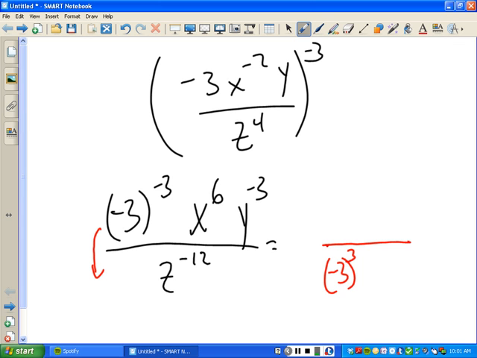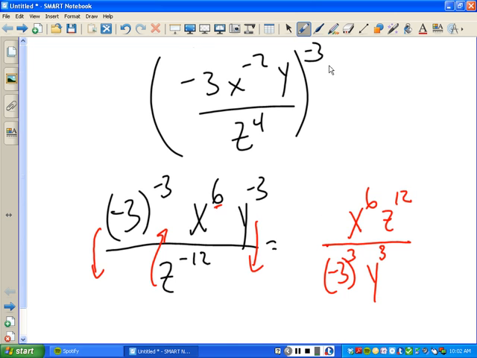How about the x to the 6? Do we need to move that? No, it stays where it is. So x to the 6 will stay on top. How about y to the -3? Do we need to move that? That needs to go to the bottom as well. And the z, do we need to move it? That needs to move up. So z to the 12th power on top.